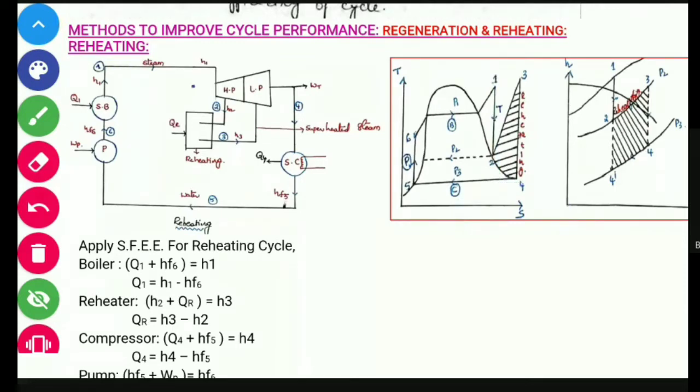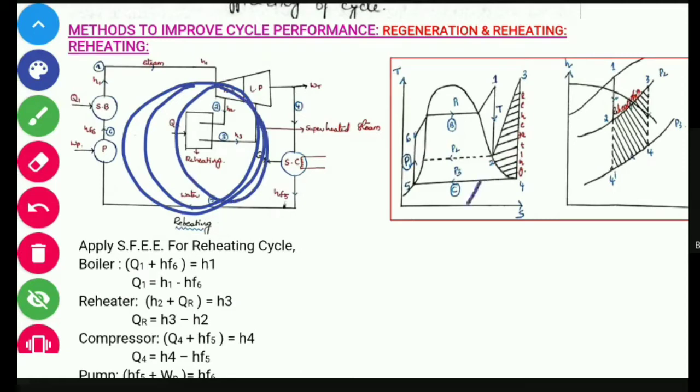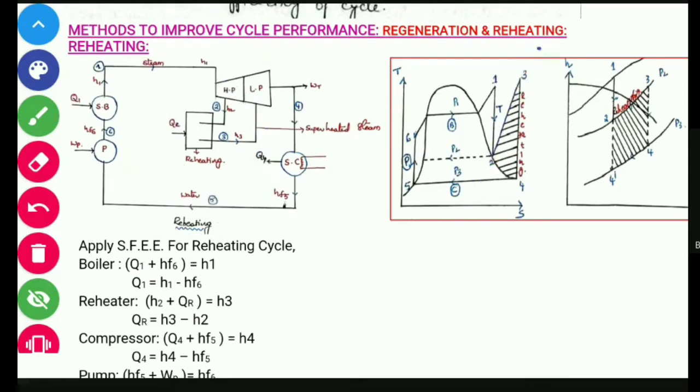After then 2 to 3, we are having a reheater. In the reheating, the temperature is increased from 2 to 3. But here in the reheater, the pressure is constant. This is the reheating. See here, this is the reheating pressure, and here the temperature is increased. This is P1, P2, P3.